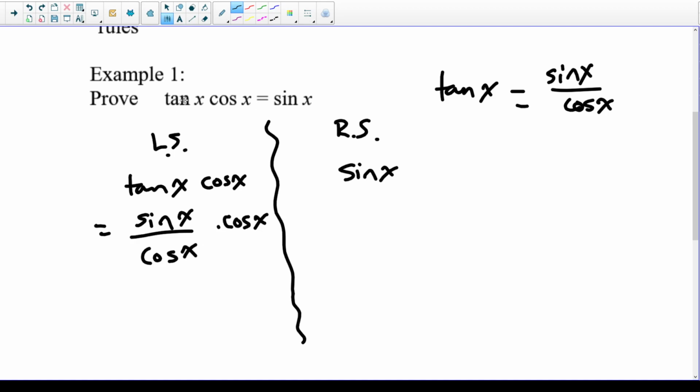Anyway, so I took tan x, replaced it by sine x over cos x. This is times cos x. As you can see, this is an extremely easy proof because those two now cancel out. And we're left with sine x on this side and sine x on this side. And we've now proven that. So very, very simple one to start. That's the idea behind all of these. Let's move to the next one.